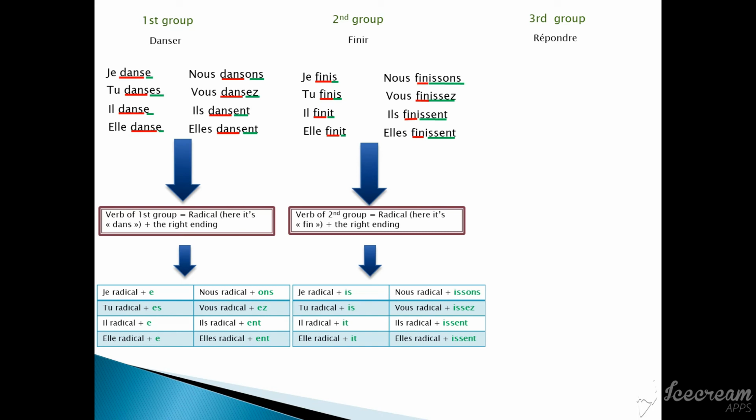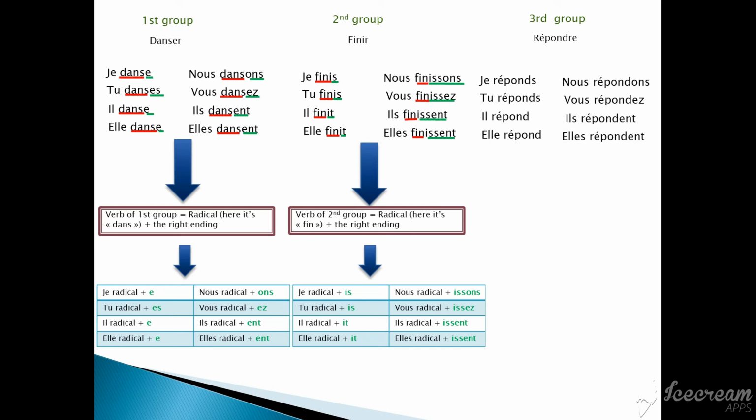Now let's see how to use verbs of the third group in the present. So, for verb répondre, we say je réponds, tu réponds, il répond, elle répond. Nous répondons, vous répondez, ils répondent, elles répondent.